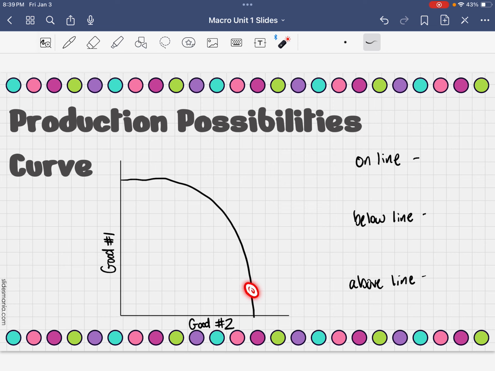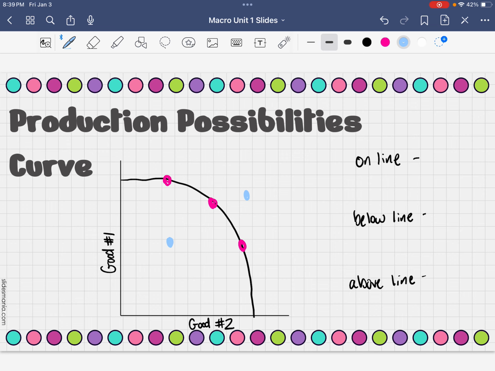Here, we'd be making more of good 2, but we're still making a little bit of good 1. Or here, we'd be making none of good 1 and all of good 2. So essentially, I'm going to put some points on this line. And I'm going to make them in some different colors here.